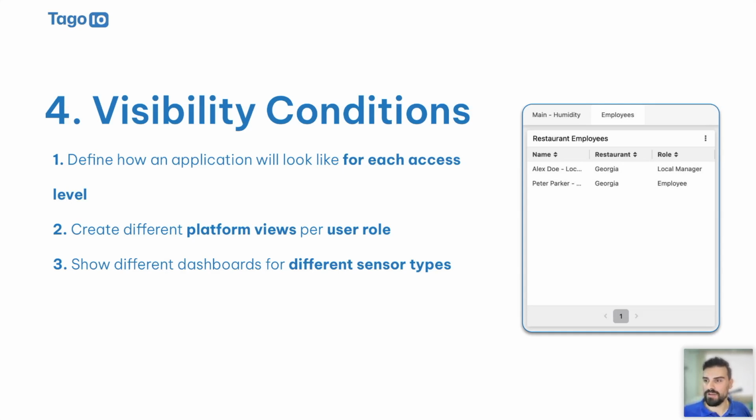You can also have different sensor types. If you want to show dashboards for different sensor types, you can use visibility conditions as well. The rule will be similar. You could use tags to identify the type of device that you have and assign that to the user that is going to be receiving that dashboard visualization on his end, right?